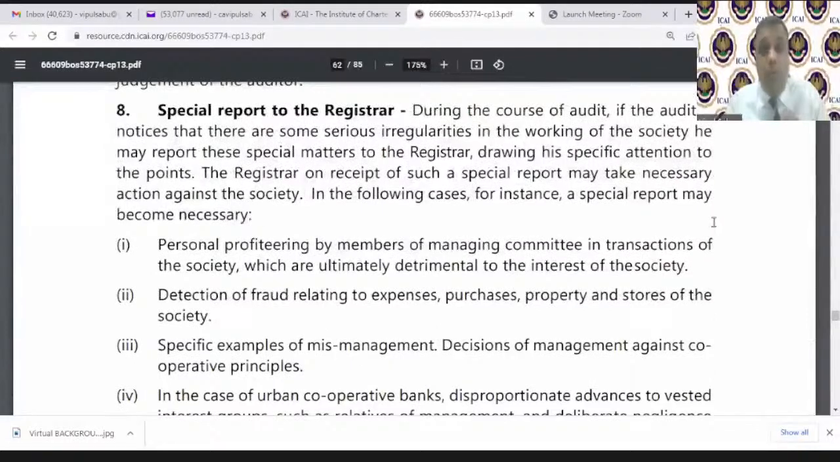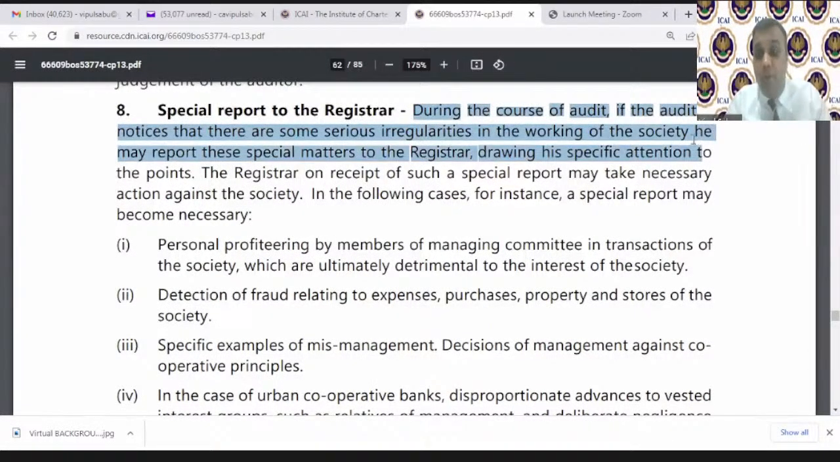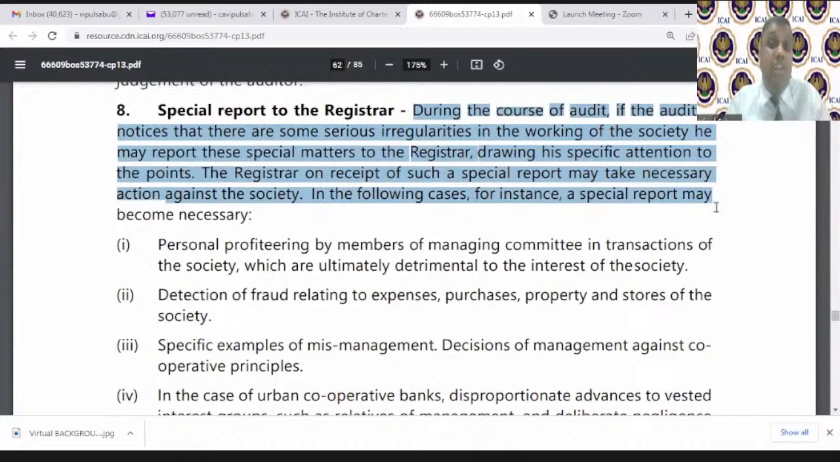Special report to the registrar. Now this is important. During the course of the audit, if the auditor notices that there are some serious irregularities in the working of the society, he may report these special matters to the registrar, drawing his specific attention to the points. So the registrar, on receipt of such a special report, may take necessary action against the society. So when can a special report be sent to the registrar?